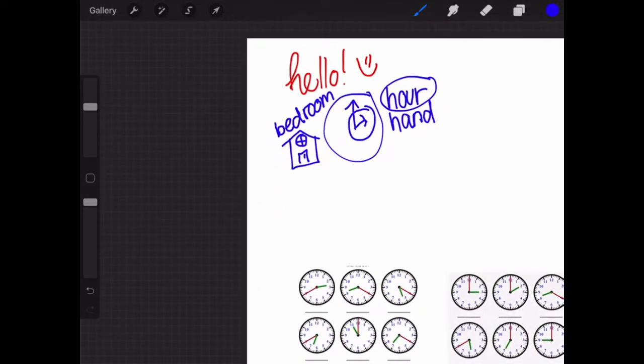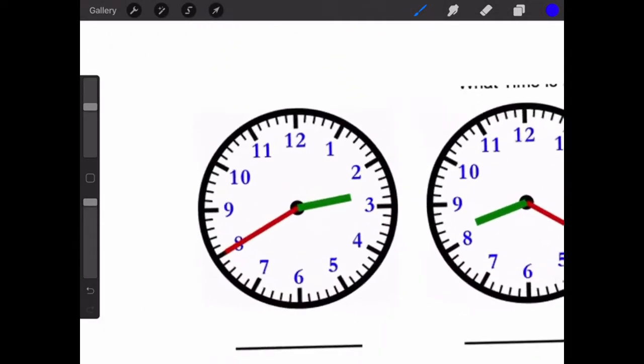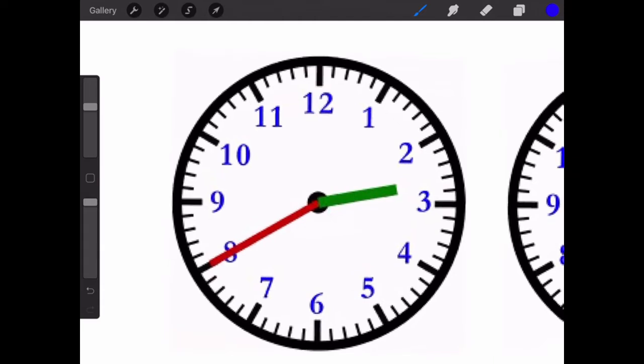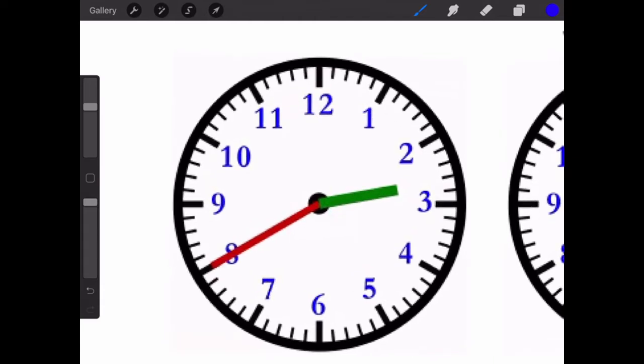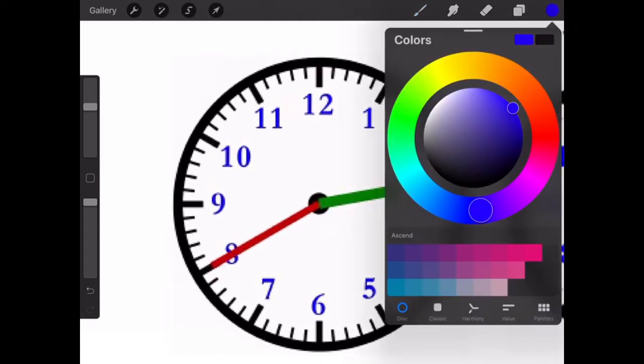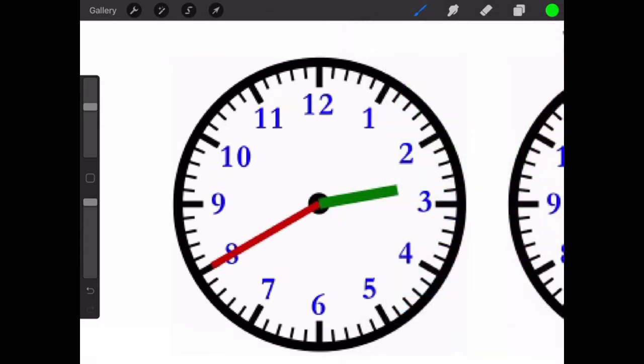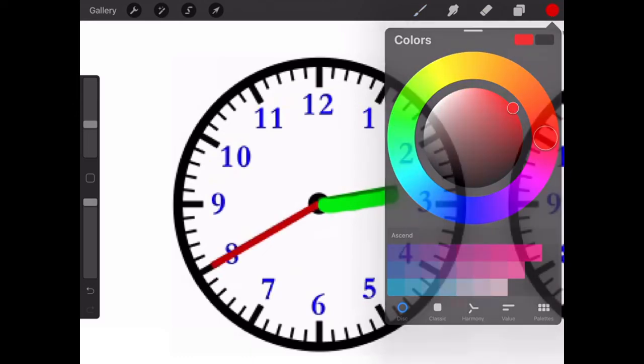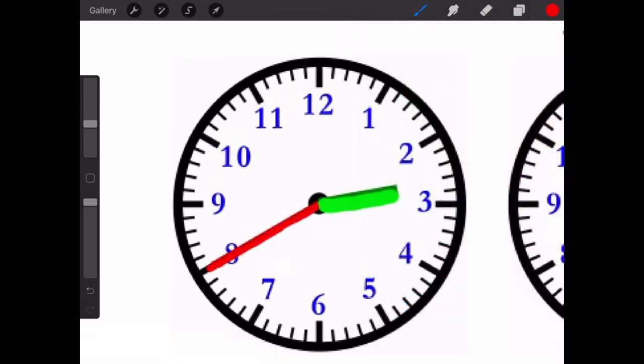Let's take a look. I've got some clocks down here, and I want to start by looking at this one. So on this clock, there are two hands. The green hand right here is the hour hand, and the red hand right here is the long minute hand.